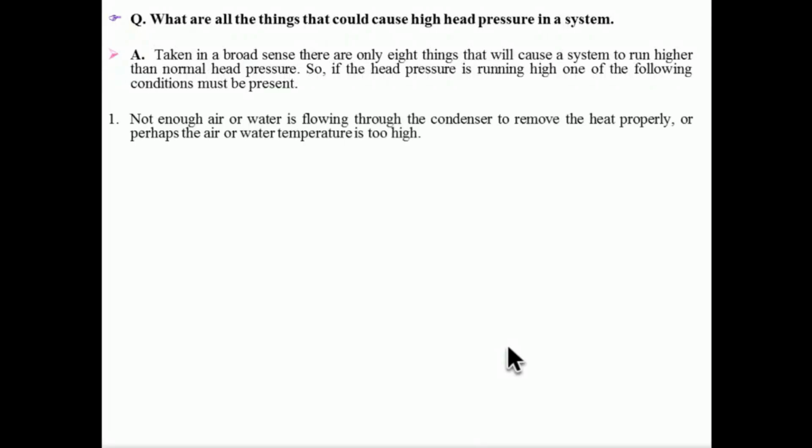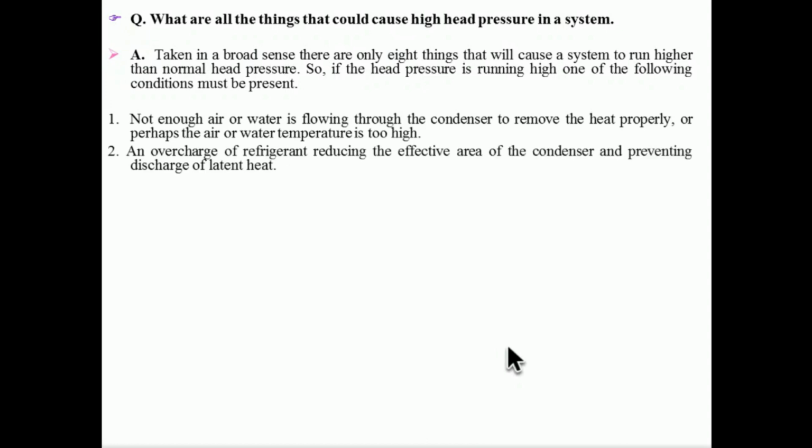So let's see now, what are the things that could cause a high head pressure in a system? It could be a small unit or a big unit. Taking the broad sense, there are only 8 things which can cause high head pressure. That means not enough air or water passing through the condensers, and also the entering water temperature or the ambient air is very high compared to the design. Yes, that could cause high head pressure.